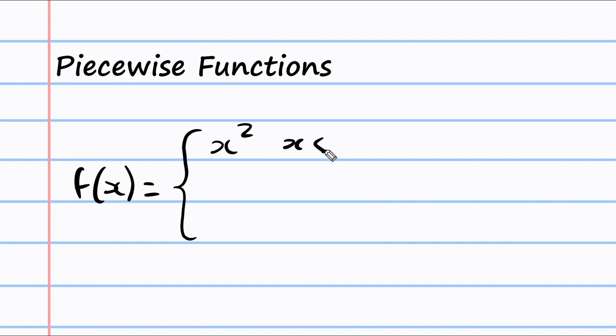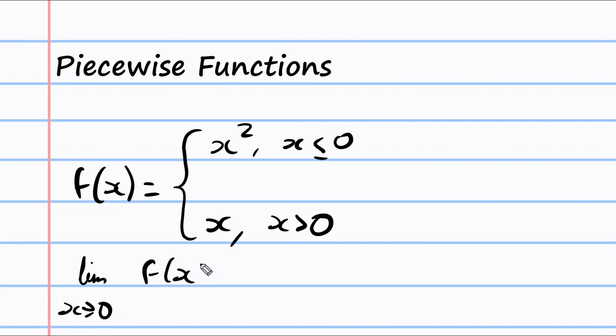Okay, so let's just quickly cover piecewise functions. If I have the function f of x equals x squared when x is less than or equal to 0, and then x when x is greater than 0, how would we evaluate the limit as x approaches 0 of f of x?